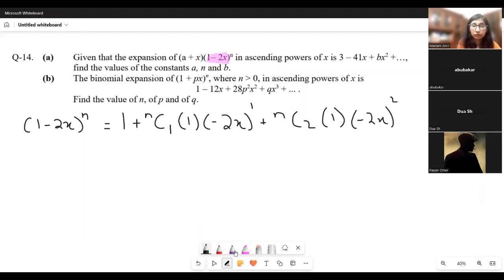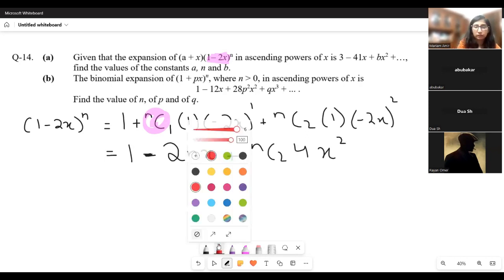Okay, so I'm going to simplify this slightly. 1. And this second term is going to be a negative value. And nc1, you must know this, nc1 is just n. 5c1 is just 5, 8c1 is just 8. So this is going to be minus 2n x. And the second term, that's nc2, which can't be further simplified, so keep it as nc2, and there's a 4 and x square.